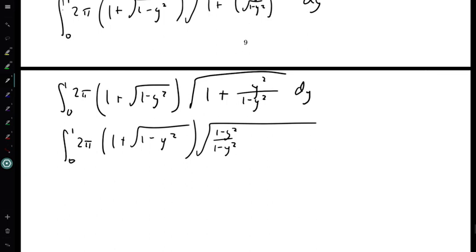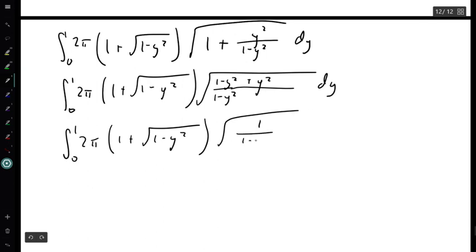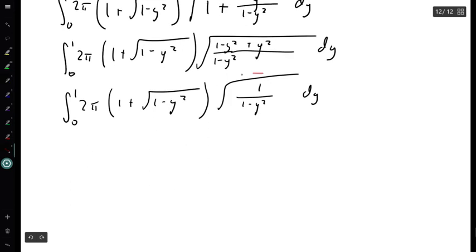Then in order to add these fractions, now that we have a common denominator, we can add the numerators. We notice that the minus y squared in this numerator and the plus y squared cancel out. Great. So the integral from 0 to 1 of 2 pi times 1 plus root 1 minus y squared, times the square root of 1 over 1 minus y squared. We can think of this square root as the square root of 1 over the square root of 1 minus y squared. The square root of 1 is just 1.